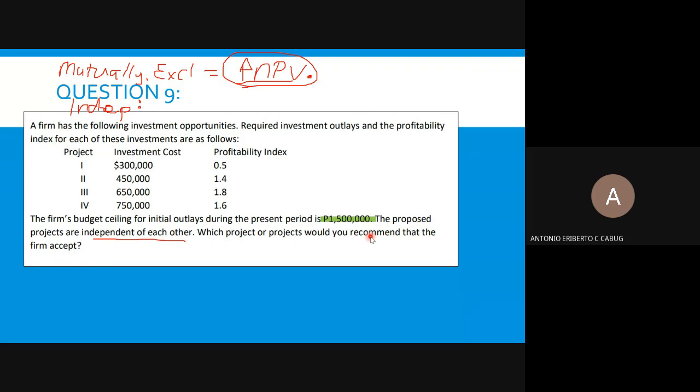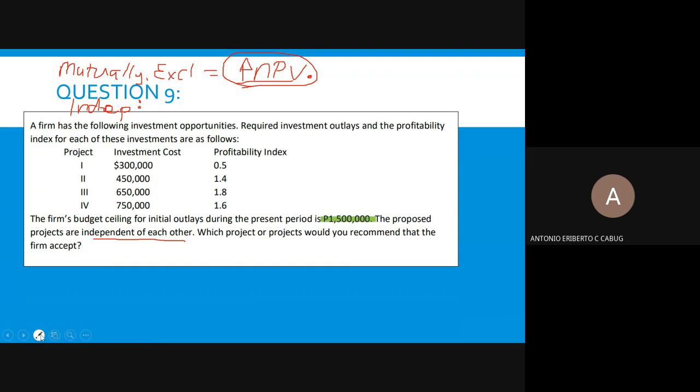When you prioritize products in the previous topic, when you prioritize which product to produce first, you select the one with the highest margin per constrained resource. Dito naman, yung constrained resource natin, yung investment funds natin. It's only 1.5 million. Choose the projects with the highest value per constrained resource. In this case, per investment. That is what the profitability index is doing. It is giving us an idea as to what project has the highest value per peso of investment.